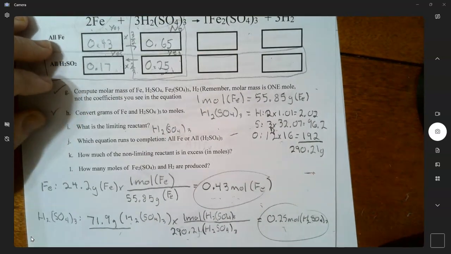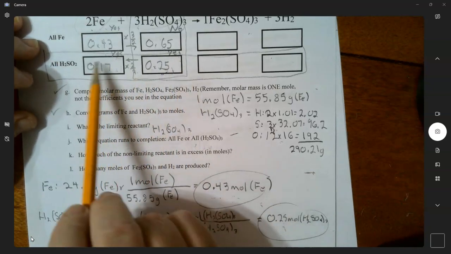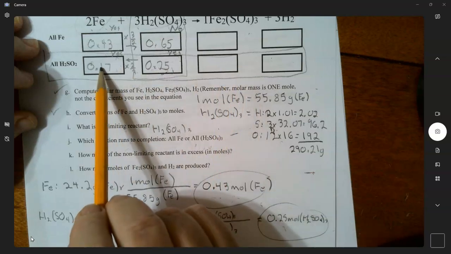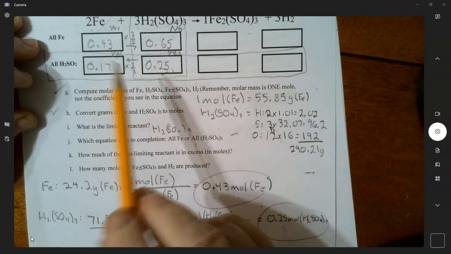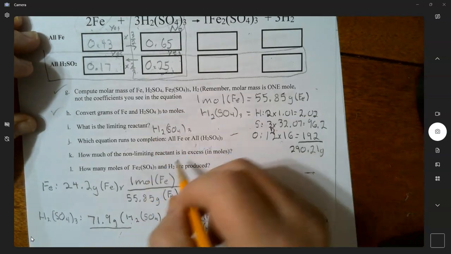Okay, next up, which reaction runs to completion? It's the one with the 2 yeses in it. Look at it this way now, in rows. Yes, yes, this one will. So it's the all H2SO4 right here. Okay.